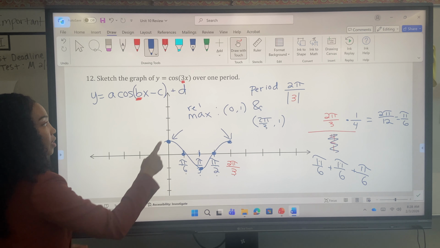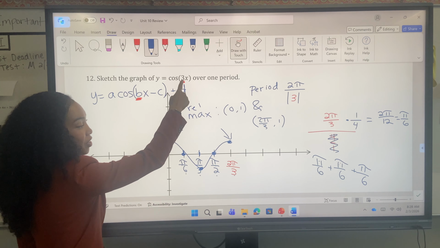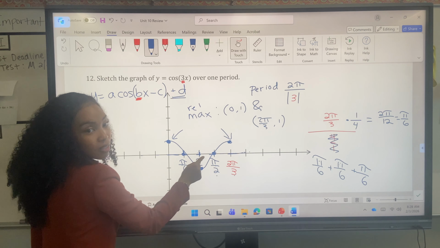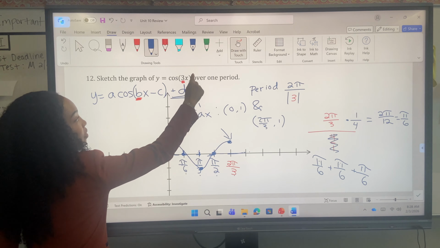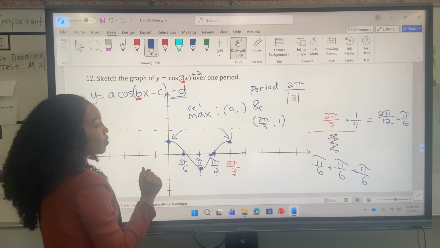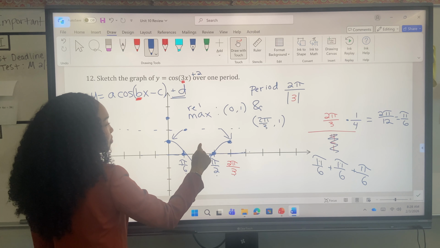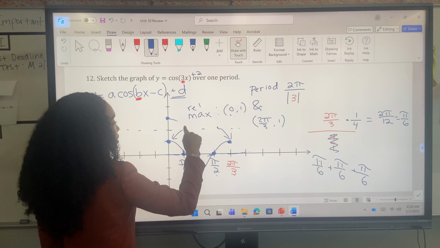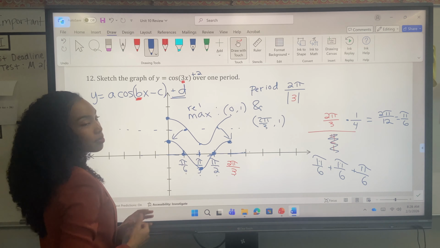How do you know where the midline is? The midline is your D value, which you don't have here. That's why it's at 0. If you had like a +2, then you know your midline would be here at 2. And then you graph it like that. And it'd be up here if it was +2.